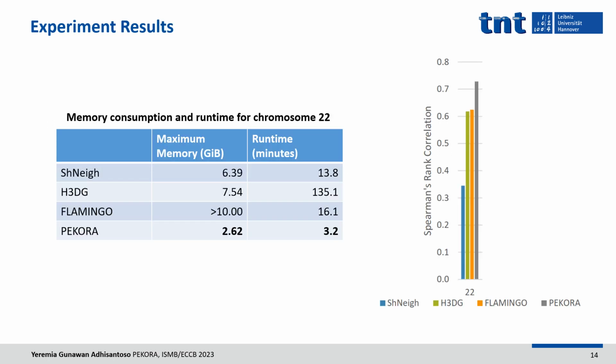So first, we start with the memory consumption and the runtime for chromosome 22. Here we measure the maximum memory and the runtime of our method in comparison to the state-of-the-art methods. In both cases, we outperform the state-of-the-art methods as our method doesn't scale quadratically with the number of loci. And with the ADAM and Barzilai-Borwein method, we can converge much faster. Here we can see that it requires only 3 minutes in comparison to the other state-of-the-art methods, while achieving better performance.